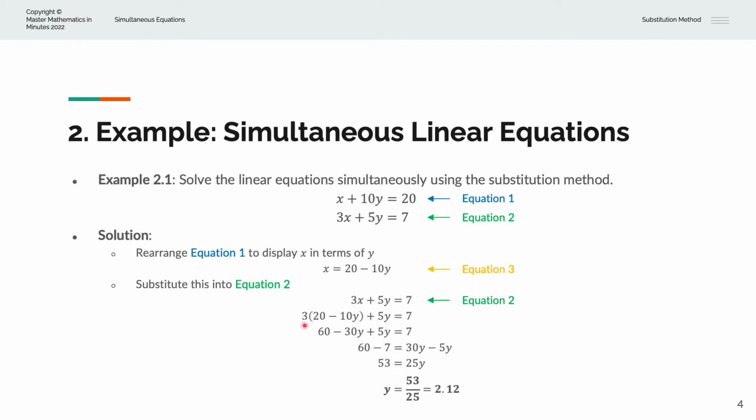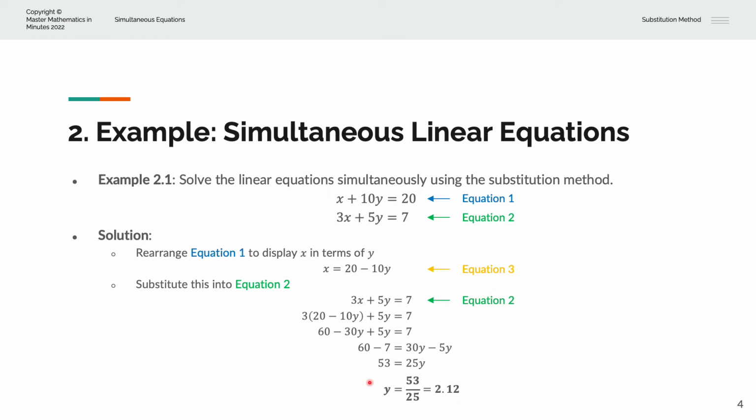And expanding the brackets, we have 3 times 20, that gives us 60, and 3 times minus 10y gives us minus 30y. And we'll copy 5y, and we'll copy 7. Grouping the numbers on the left, we have 60, bringing the 7 across, that becomes minus 7. And grouping the y's on the right, we have 30y minus 5y. And so 60 minus 7 is 53, and 30y minus 5y is 25y, and y is 53 divided by 25, which is roughly 2.12. And so we've solved for the first variable, which is y equals 2.12.